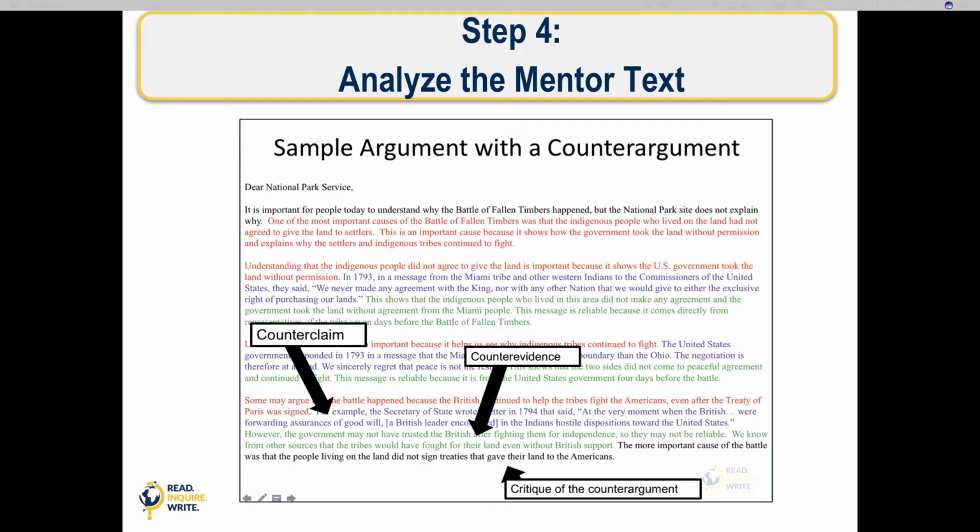Then in step 4, you will read and analyze a mentor text similar to the type of essay you will write about the Cherokee removal. A mentor text is a sample of writing that shows you one way to organize and write a counter-argument essay. It includes important parts such as counterclaim, counter-evidence, and critique of the counter-argument. It's a good example of the way you can structure your own response about the Cherokee removal. Just remember that the mentor text is not exactly what you'll write, and it is not a source. The mentor text is one example of what your essay might look like.